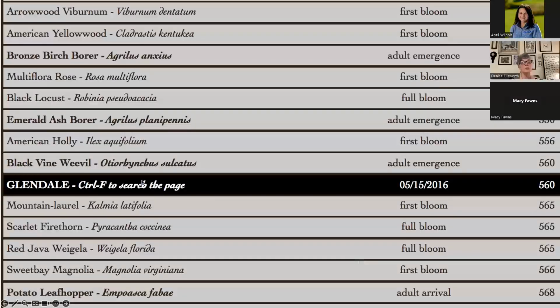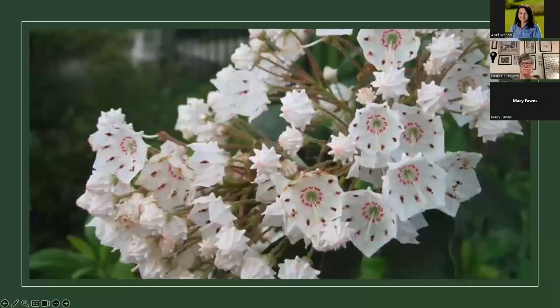And so here I was going to Glendale outside of Cincinnati. So I put their zip code in. They're at 560 growing degree days. Things are cooking down there, right? Bloom is happening. They have mountain laurel in bloom. For me here in Northeast Ohio, that's several weeks away on the same calendar day, right?